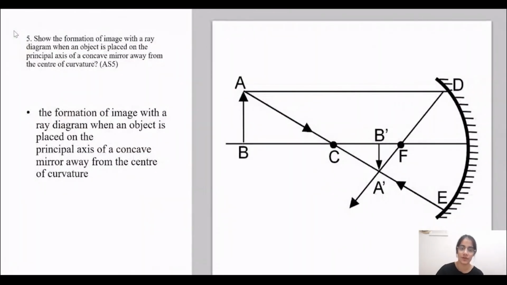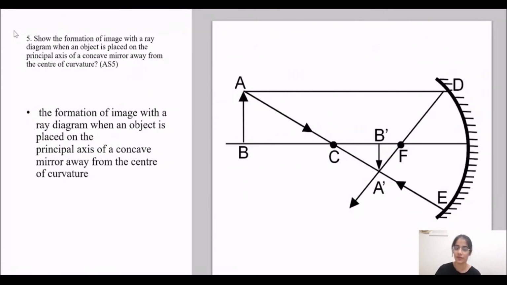Show formation of image with a ray diagram when an object is placed on the principal axis of a concave mirror away from the center of curvature. Now when it says away from the center of curvature, how to guess if it is at infinity or if it is just at a finite distance? In the question it is said that it is still on the principal axis. This will tell you that now we have to find the image diagram where it is beyond the center of curvature but still at a finite distance.